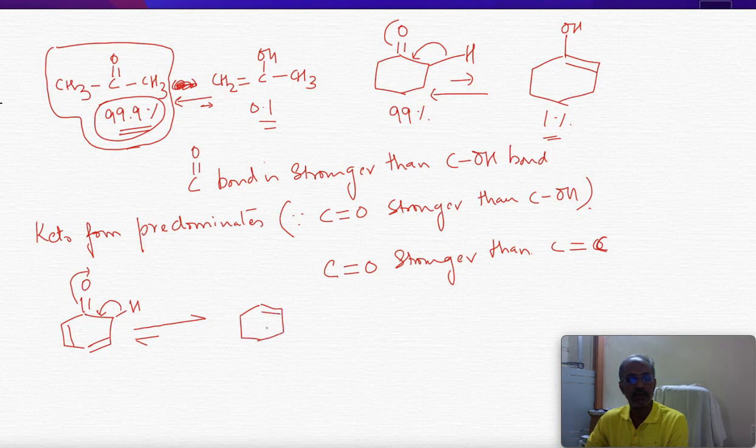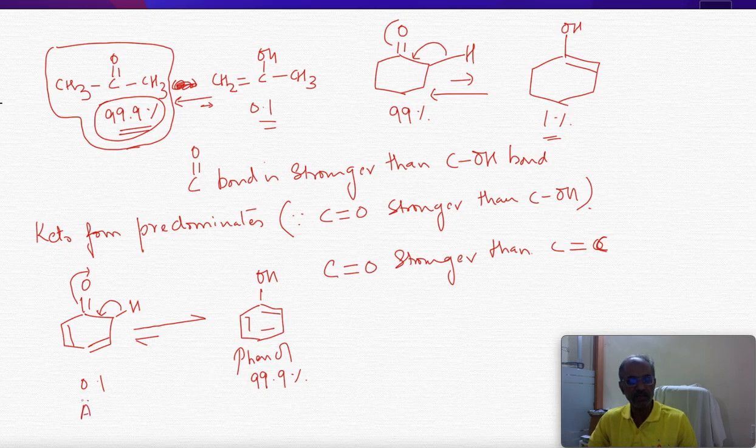Fine. This, and this will be OH. Right? This is a phenol. Now, why does enol form? This is much higher, 99.9 percent you can see, and this is hardly 0.1%. So this phenol predominates over this structure, you can see, right?